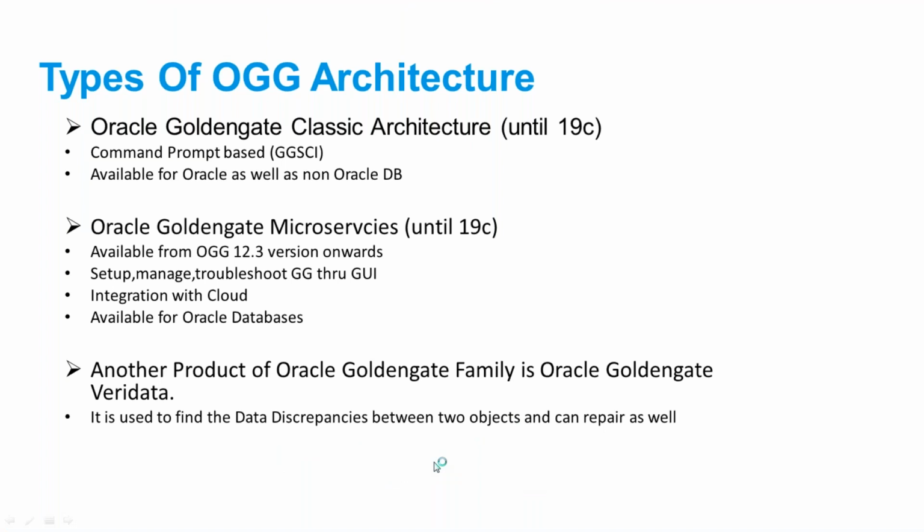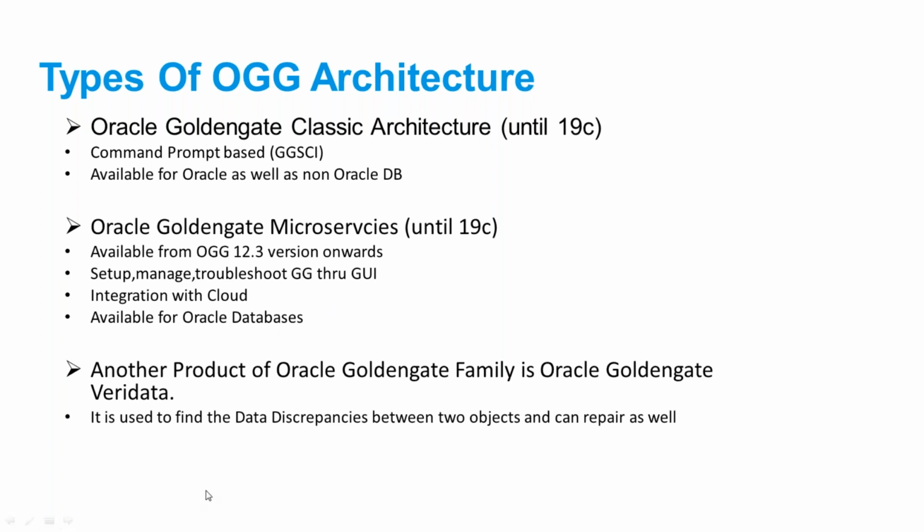Microservices is a GUI based architecture. It's basically a REST API based architecture, one of whose features is the GUI. And until 19C, it was available only for Oracle databases. From 21C, the support has been increased to a few heterogeneous databases. So Goldengate is a product which allows for heterogeneous database replication as well. The major advantage with GoldenGate is that it not only supports Oracle, it also supports heterogeneous non-Oracle databases.